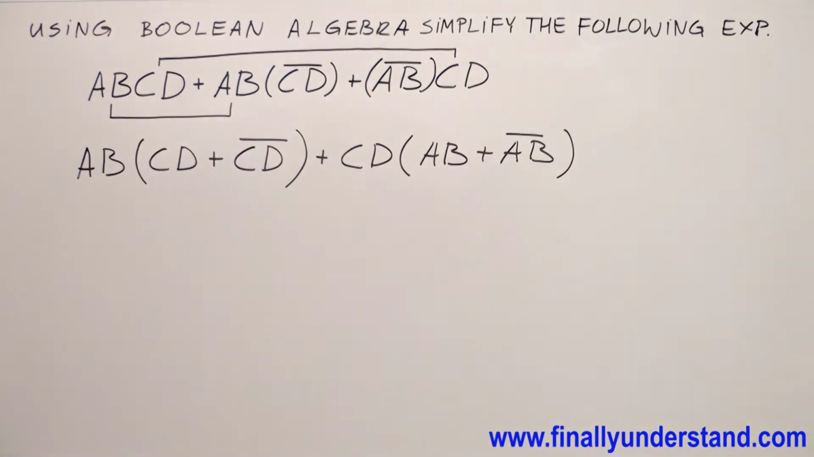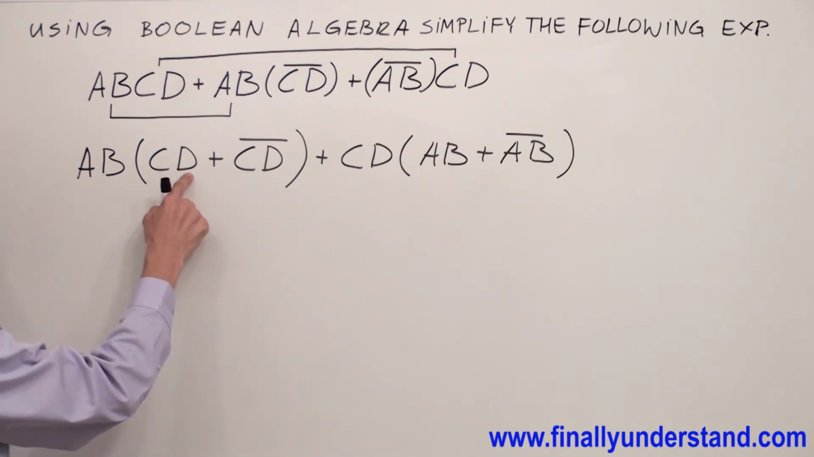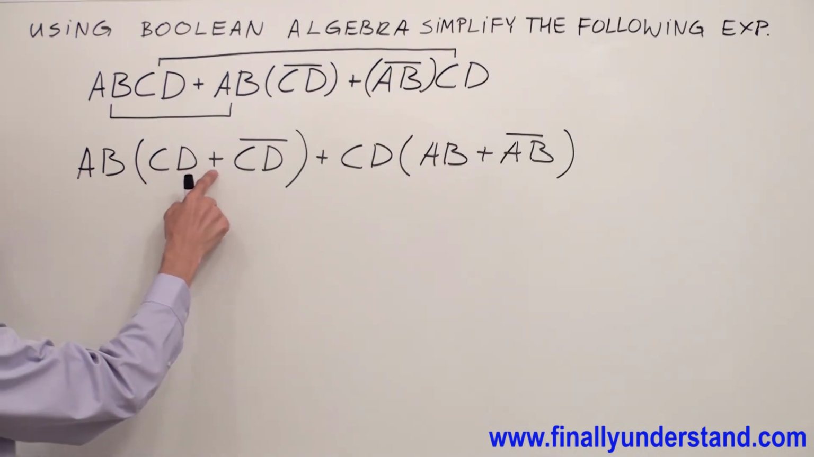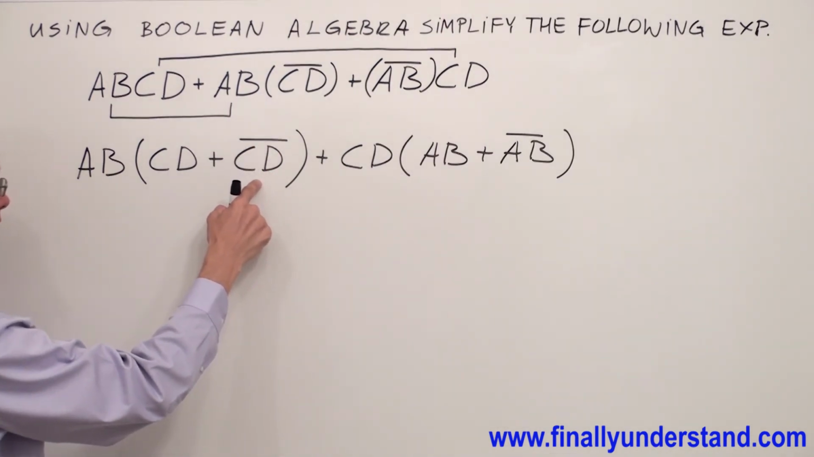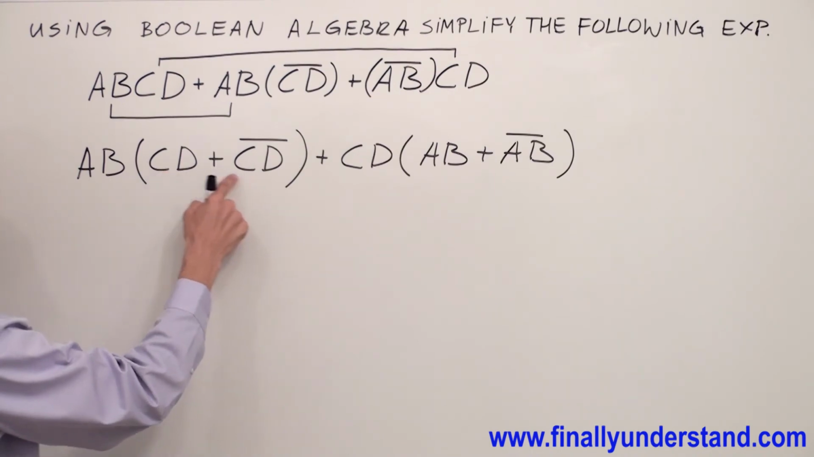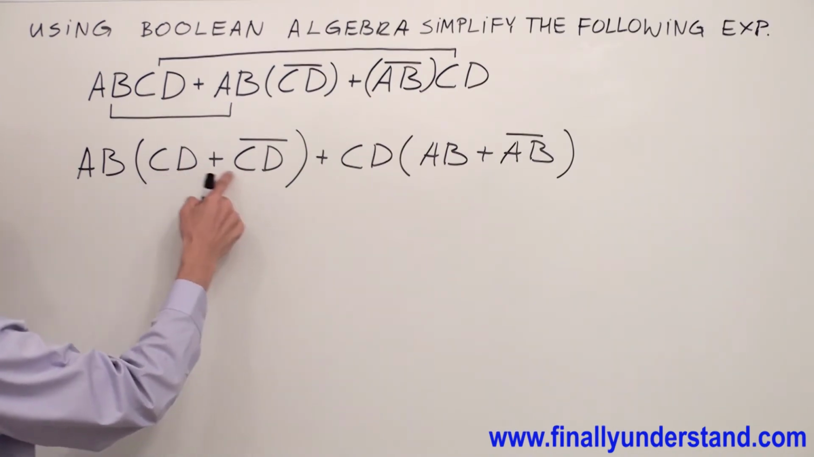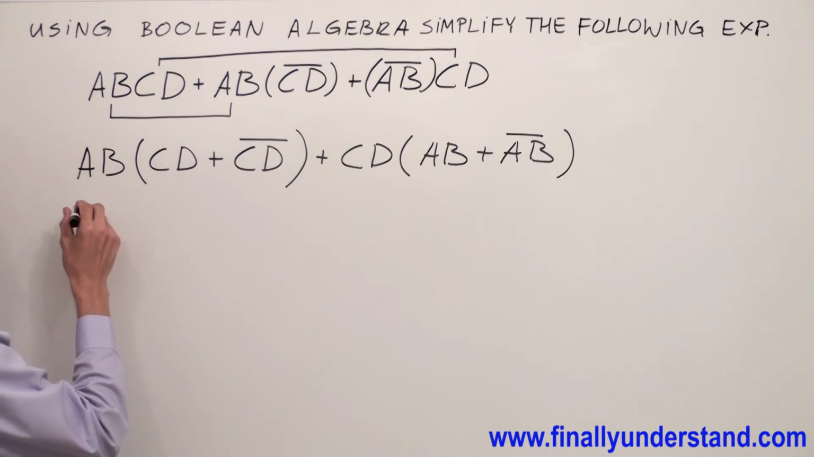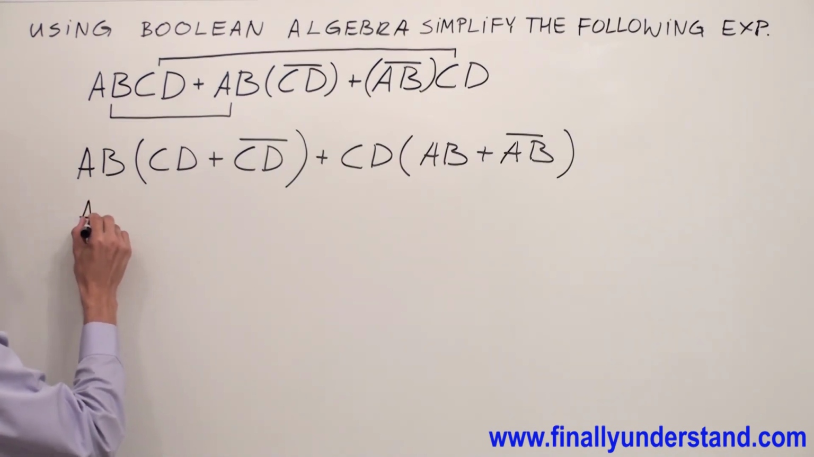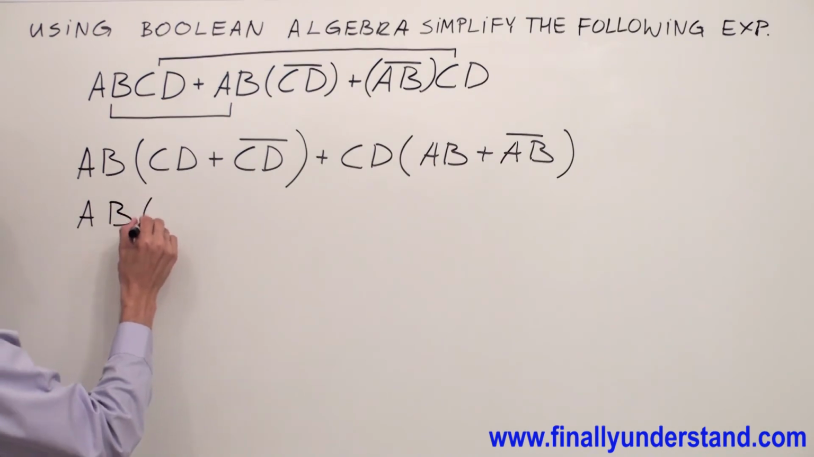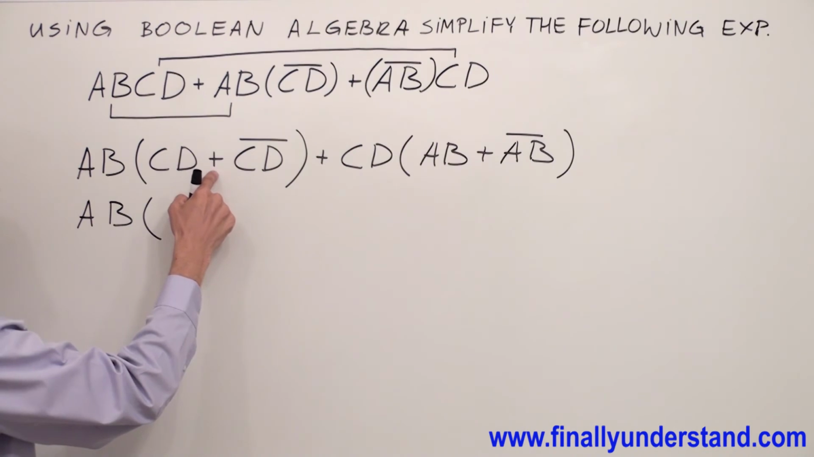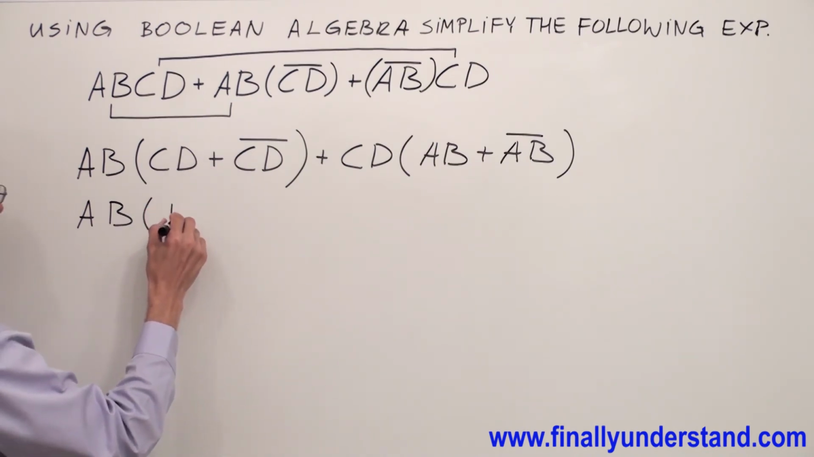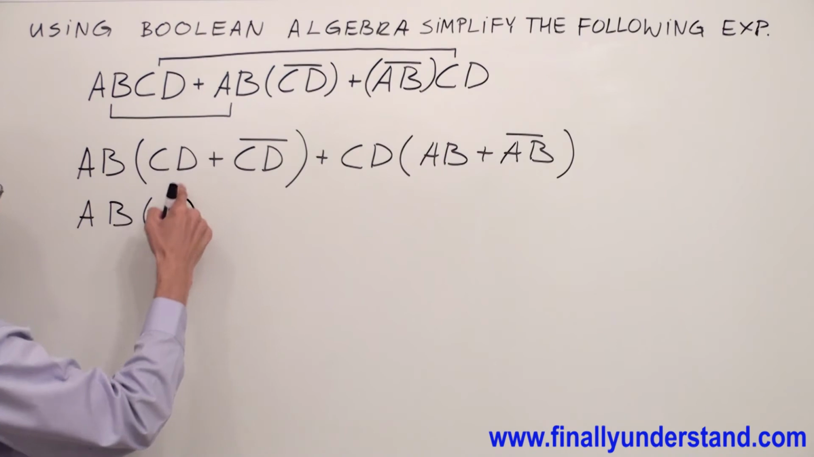Now let's take a look at this expression. We have CD, this is AND, or CD NOT, this is NAND. So we can say that these two terms are complements to each other. That's why I'm going to write AB, and anytime I have complements ORed together, the output from that expression is always equal to 1.